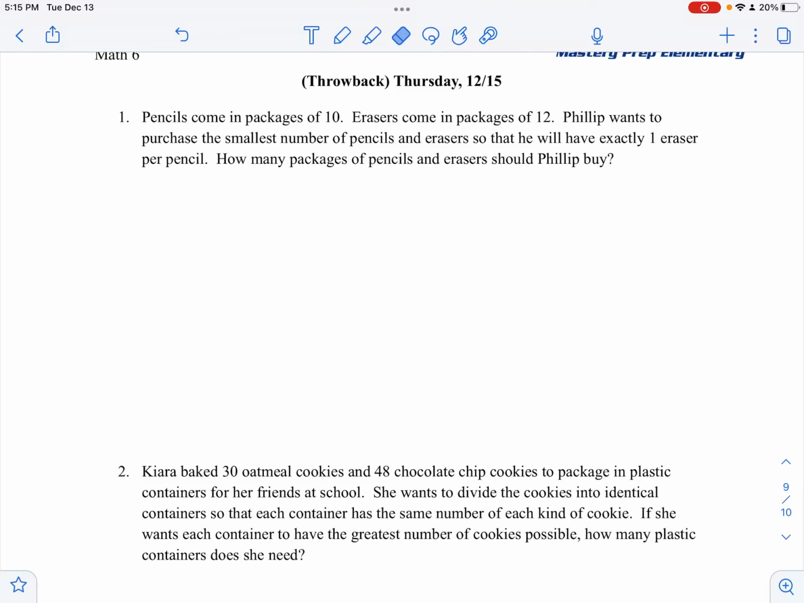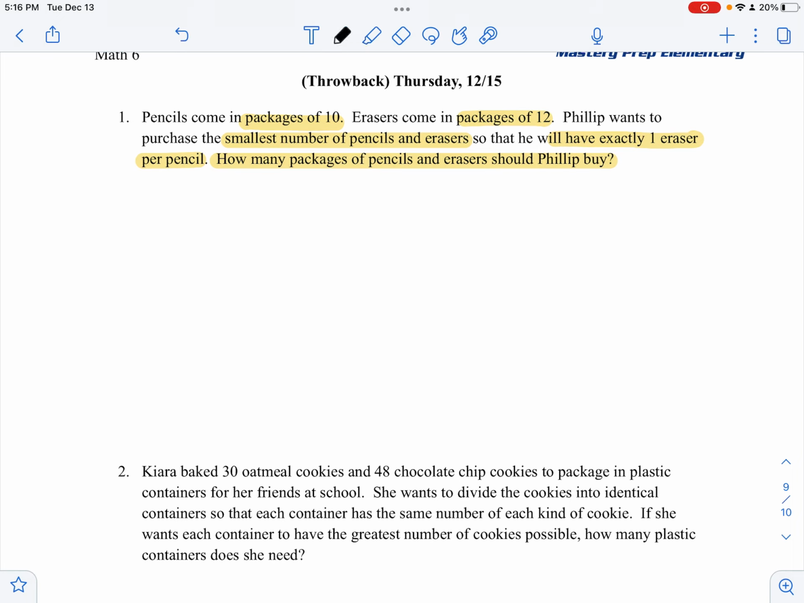Thursday's homework reviews word questions using GCF and LCM. Let's practice reading too so we can remember what we're looking for. Question 1. Pencils come in packages of 10. Erasers come in packages of 12. Philip wants to purchase the smallest number of pencils and erasers so that he will have exactly one eraser per pencil. How many packages of pencils and erasers should Philip buy?